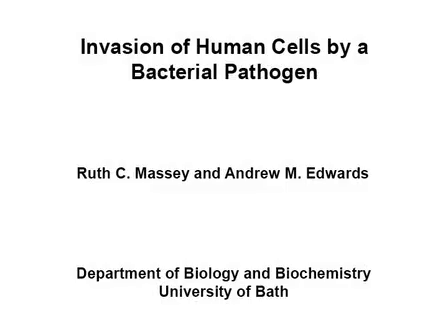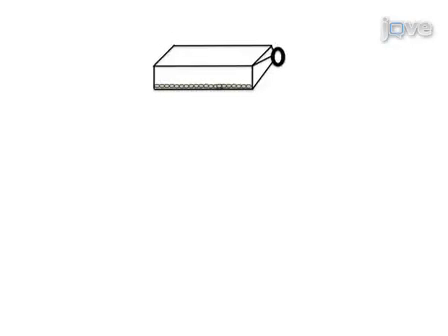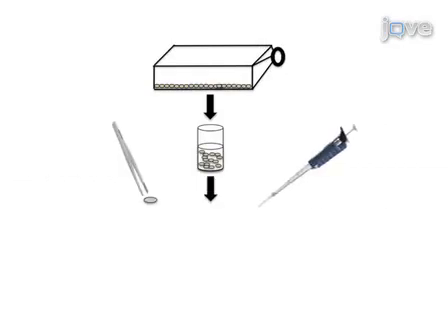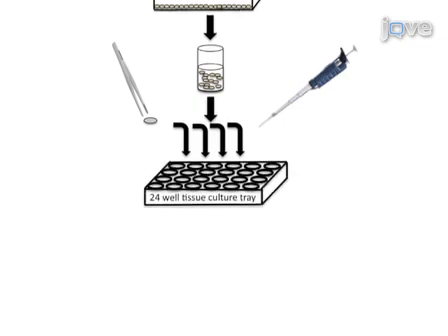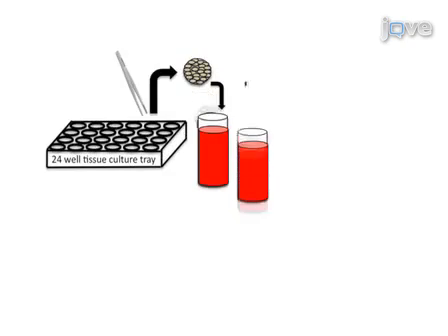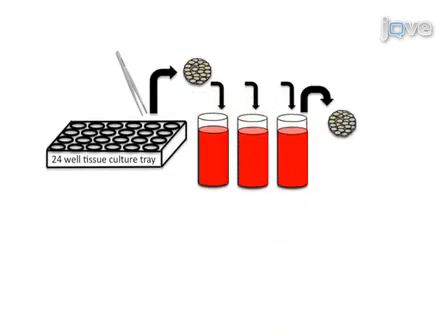The overall goal of this experiment is to measure the ability of bacterial strains to invade host cells. Host cells in culture are transferred onto glass cover slips in a 24-well plate and incubated until they reach confluency. The cover slips are then washed and transferred to a new plate.